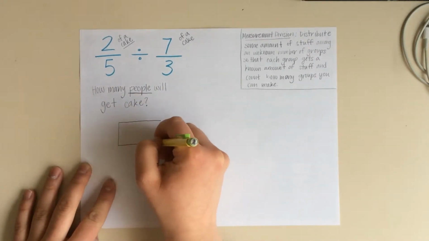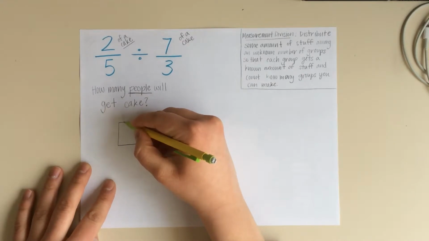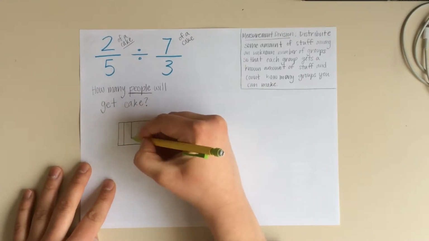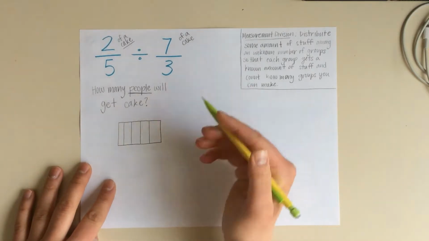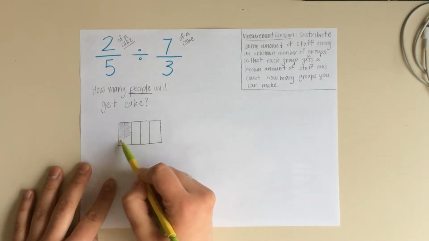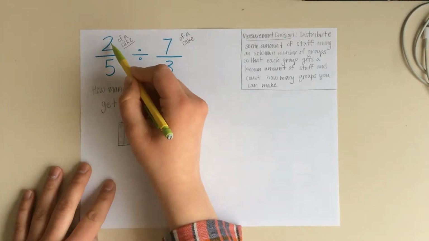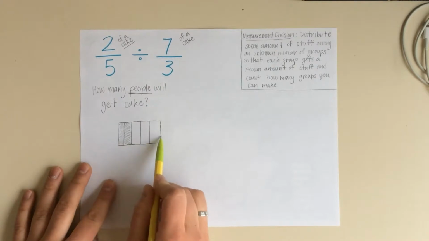So we start with our one whole, which is our cake, and we're going to divide it into 5 sections because our denominator is 5. And then we'll shade in the 2/5 because that's how many pieces of cake we have. The 2 in our numerator tells us that we have 2 out of the 5 pieces of cake.